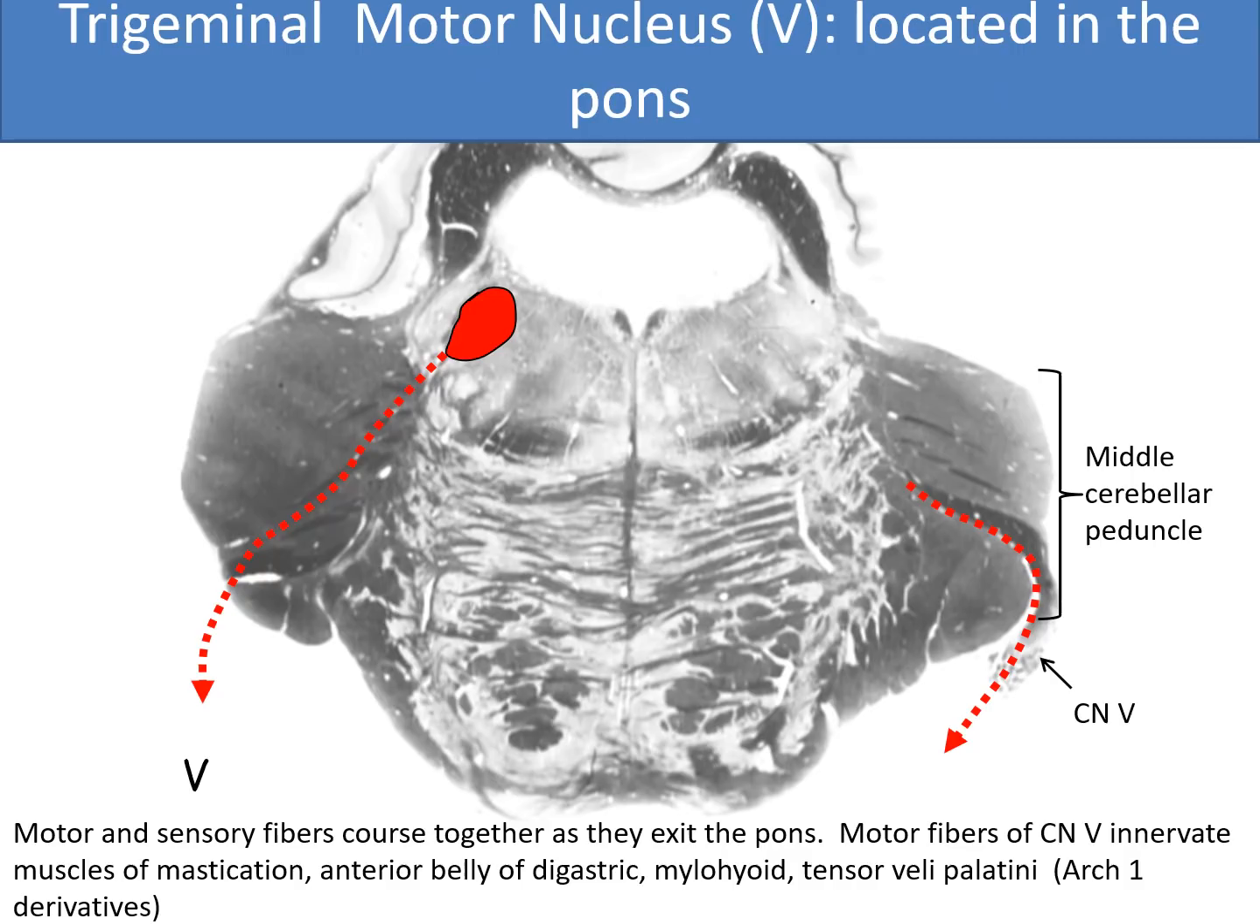The trigeminal motor nucleus of 5 is located in the pons, and it sends its fibers, a very large group of fibers, as you can see more prominently over on this other side, into a lateral position within the external portion of the pons. And they innervate the muscles of mastication, the belly of the digastric, mylohyoid, and tensor veli palatini.